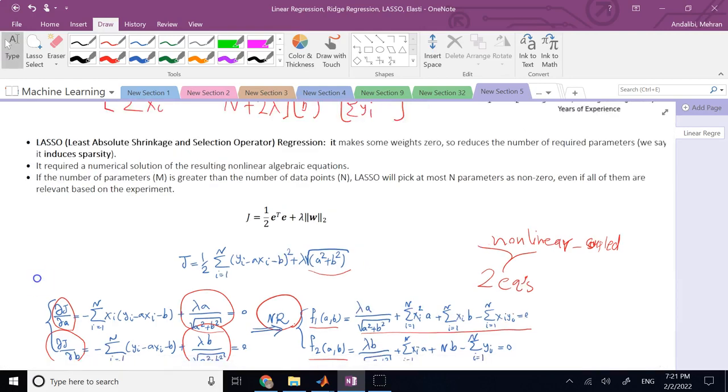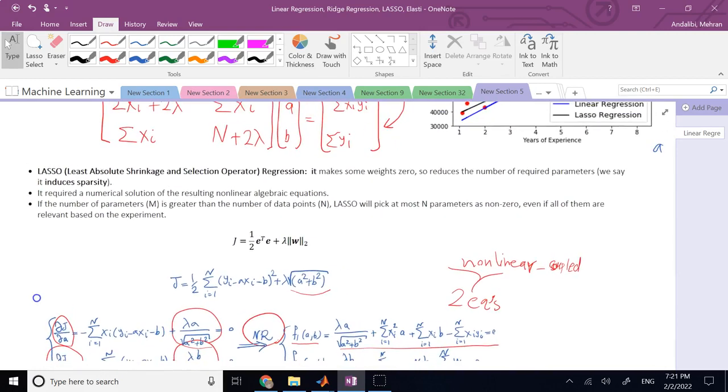First of all, it forces some of the weights to go to zero. Not just make those weights get smaller, actually it forces some of them to be zero, because this is a linear term. So definitely this term can go to zero for one single parameter too. So that's why we call this method a selection operator.